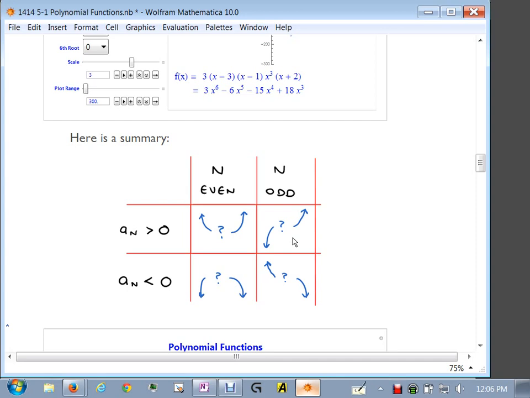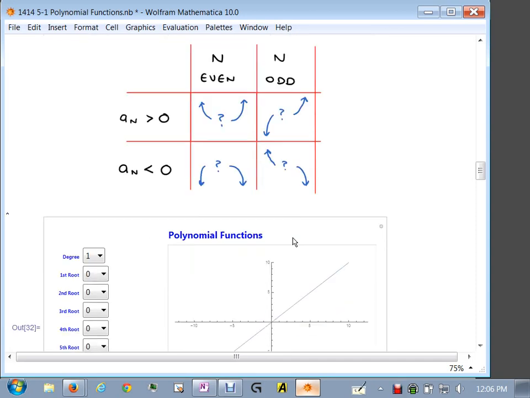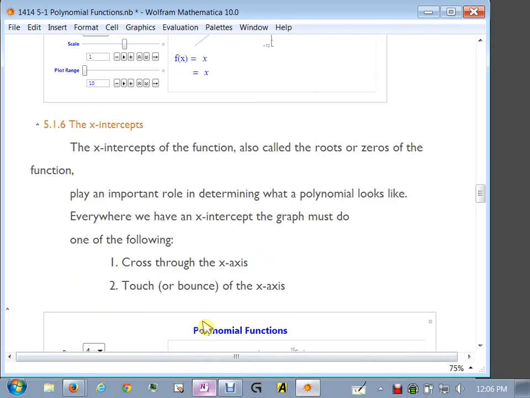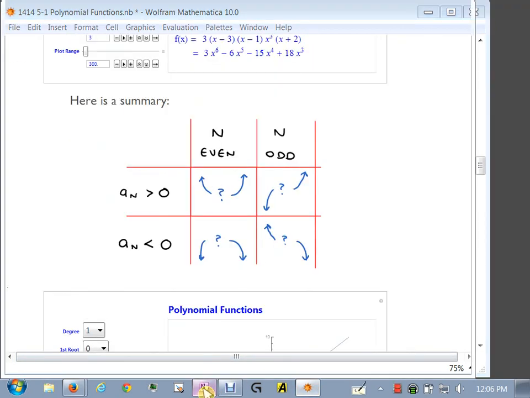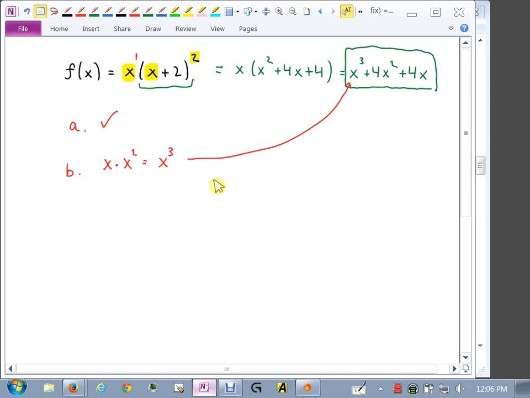Yes? Pardon? How did I get the odd? Okay, let me bring up my notes again. The odd power, right? The degree of this is odd. The leading coefficient, the number in front of it, was a 1. Did I answer your question? No? Yes? So this leading coefficient, I'm going to say LC, is positive, and this degree right here is odd.